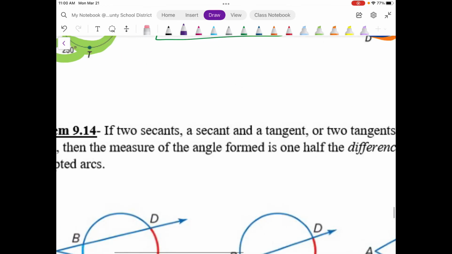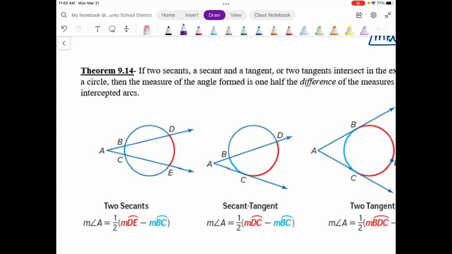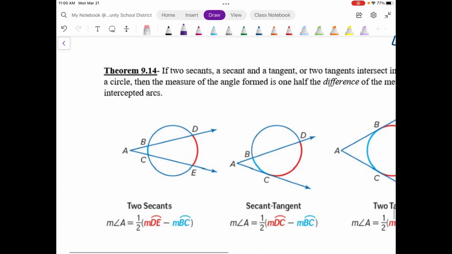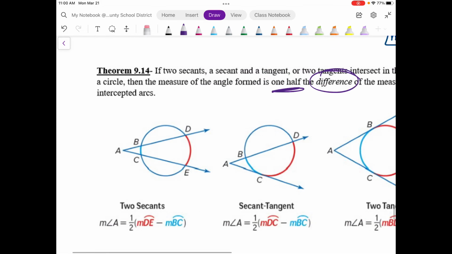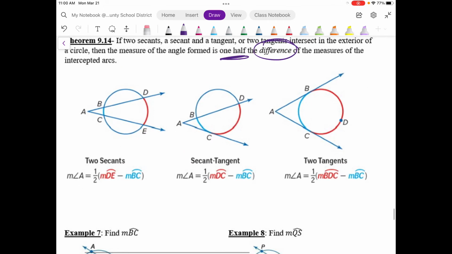Okay, next theorem we have is 9.14. If two secants, a secant and a tangent, or two tangents intersect in the exterior of a circle, then the measurement of the angle formed is 1/2 the difference, which means we're going to be subtracting, of the measures of the intercepted arcs. Okay, so we can give you any of these combinations.